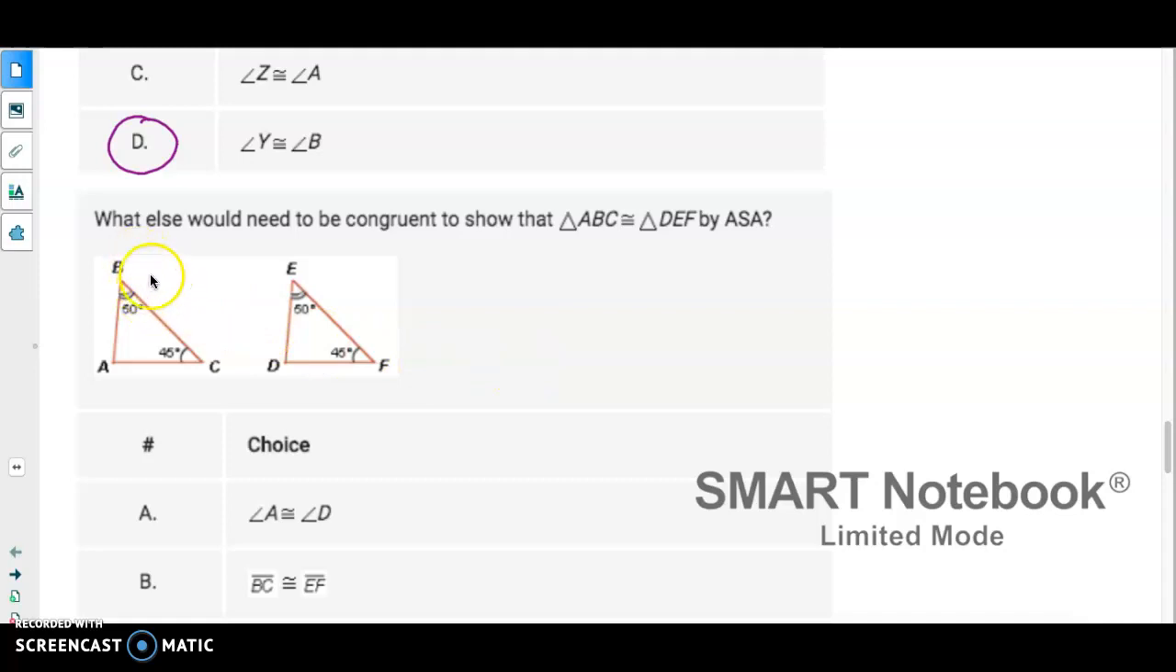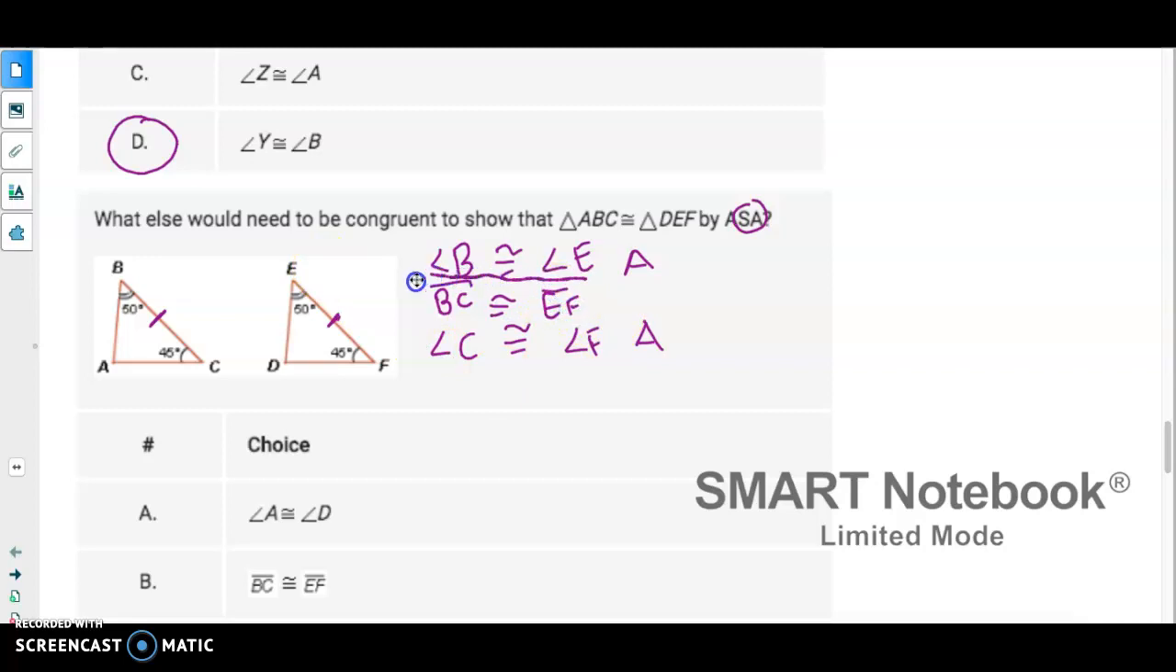So right now we have that angle B is congruent to angle E. So this is an angle. We also know that angle C is congruent to angle F. So there's another angle. So we're missing the side. We're missing the side that comes between them. So the only side that goes between those two angles is right here. So we would need to know that BC is congruent to EF.